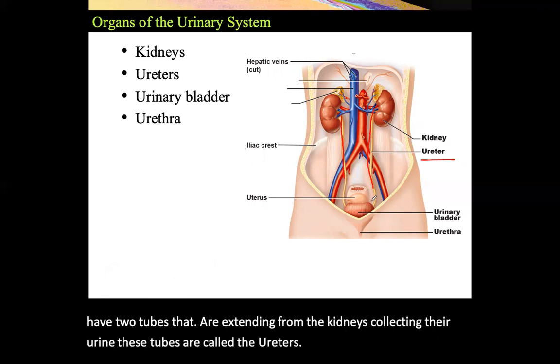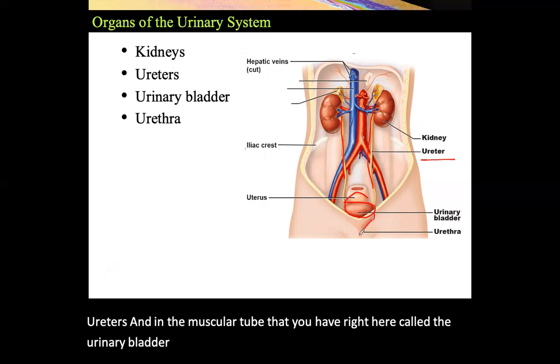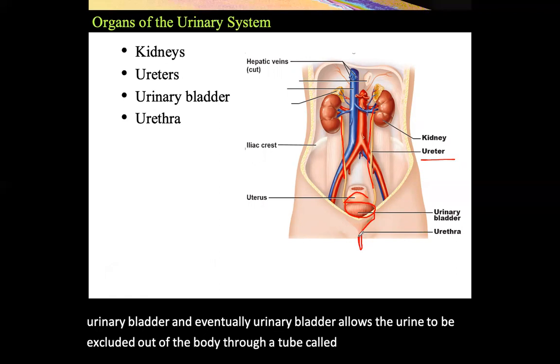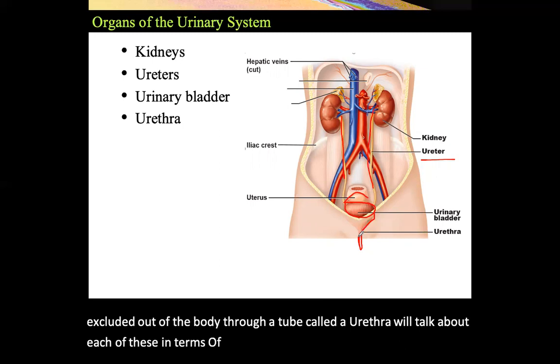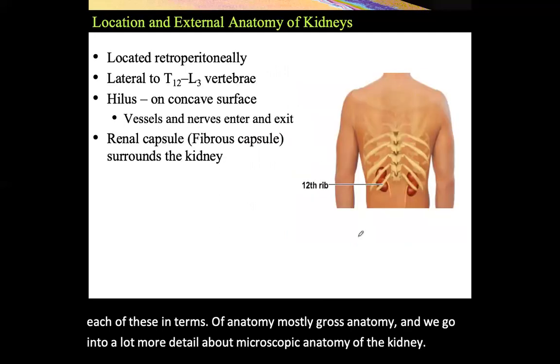Ureters end in the muscular sac that you have right here, called the urinary bladder. And eventually, the urinary bladder allows the urine to be excreted out of the body through a tube called the urethra. We'll talk about each of these in terms of anatomy, mostly gross anatomy, and we'll go into a lot more detail about the microscopic anatomy of the kidney. So let's go ahead and get started.